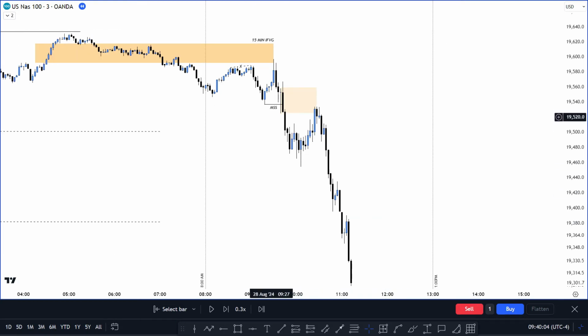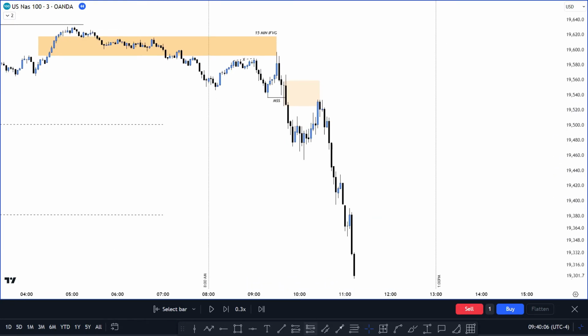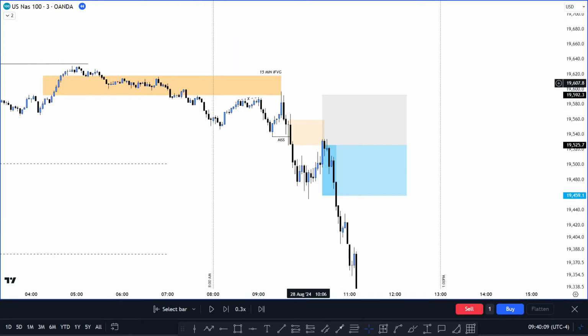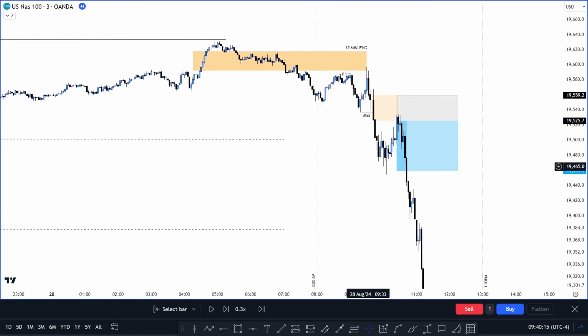As you can see right here, price will come back and reuse this IPA right here. All we have to do is just place our entry. Perfect, stop loss right at old highs. This is what we call a confirmation entry. Price has now confirmed this inversion fair value gap.